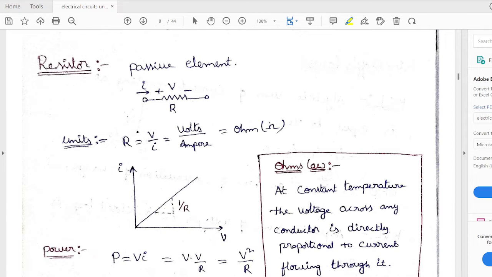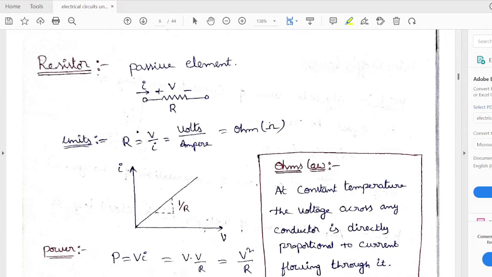According to Ohm's law, at constant temperature, the voltage across any conductor is directly proportional to the current flowing through it. Otherwise, I can define Ohm's law in another way: the current flowing through any element is directly proportional to the voltage applied across it.